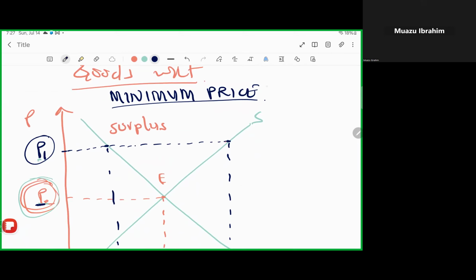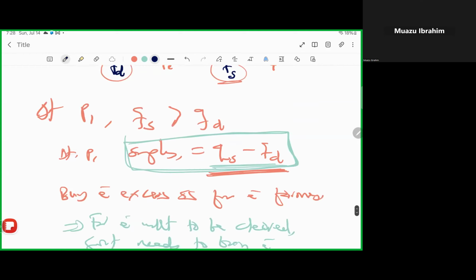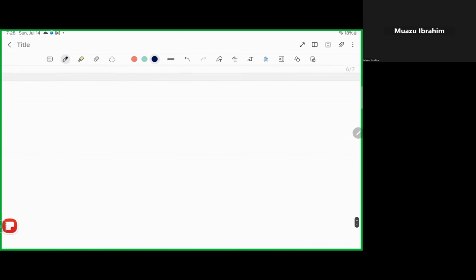This particular minimum price, we also call it the price floor. So when you hear price floor, it's the same thing as minimum price. In the presence of a price floor or minimum price, there will be a surplus or excess supply. Now, remember we are talking about the goods market. Let's transfer this to the labor market and you will see what will also happen.